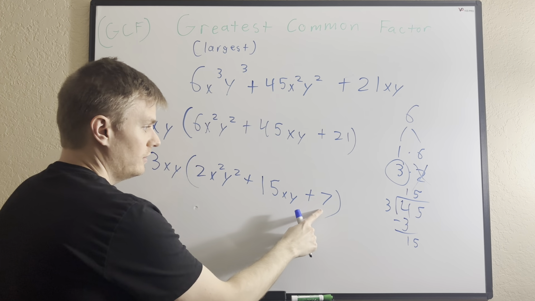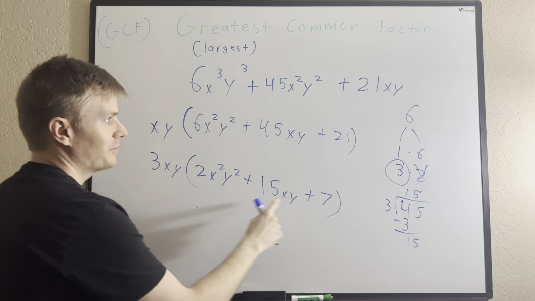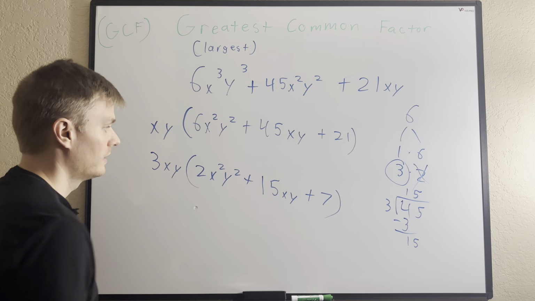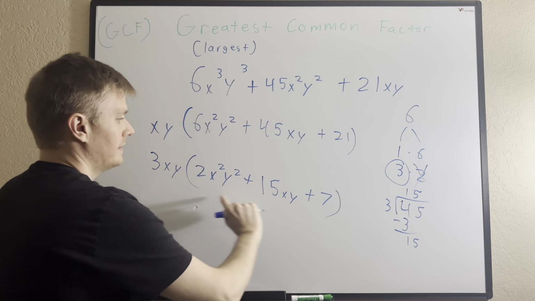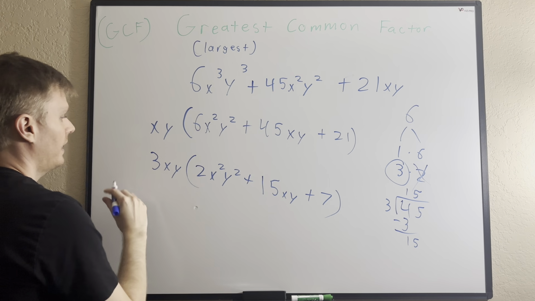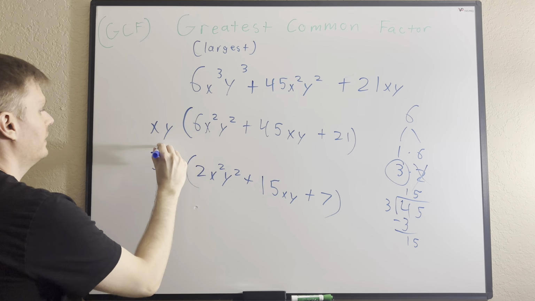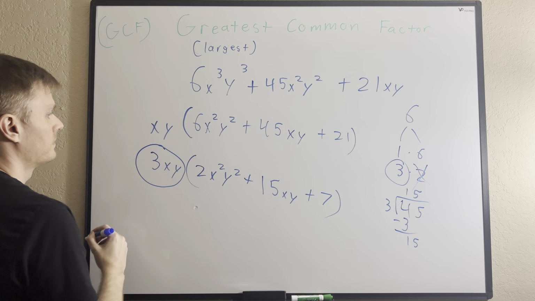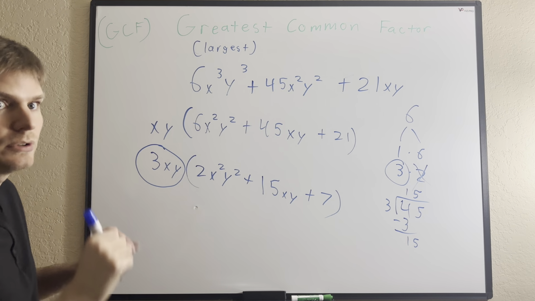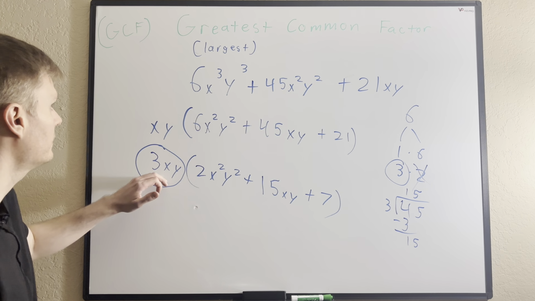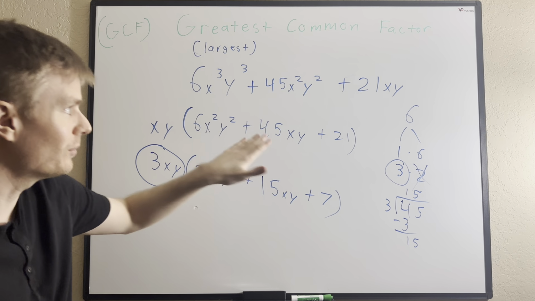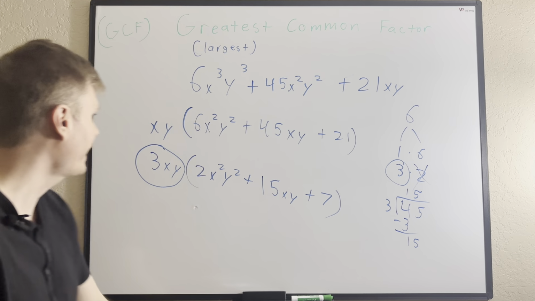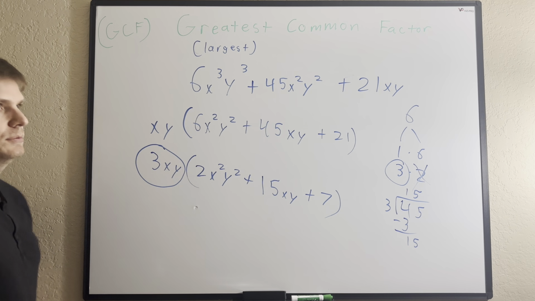Can't divide these by 2. If that were true, we could have just divided by 6 to begin with. So that is as simplified as that polynomial gets. And what is your greatest common factor? It's 3xy. So if you were asked to find the greatest common factor, you would say the greatest common factor of 6x cubed y cubed plus 45x squared y squared plus 21xy is 3xy.